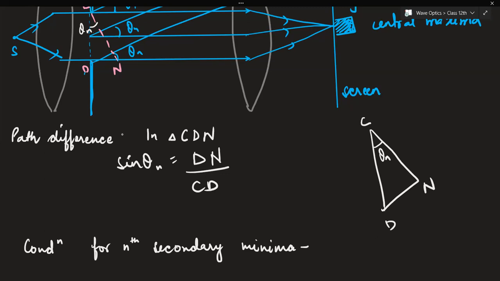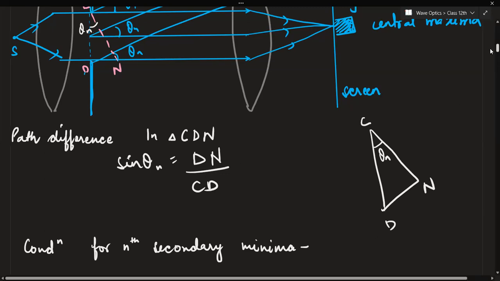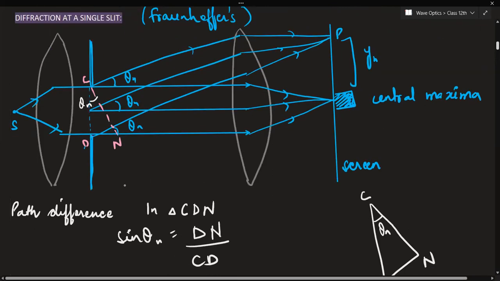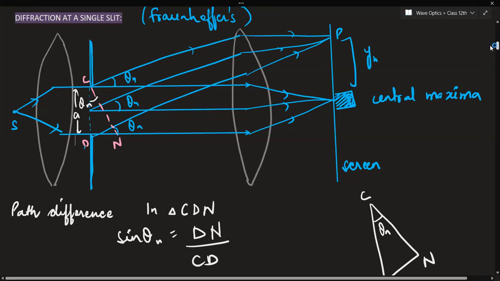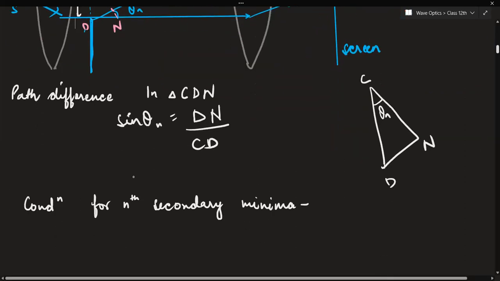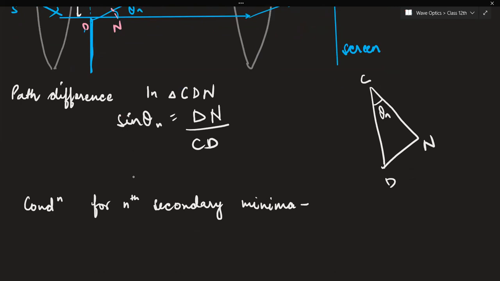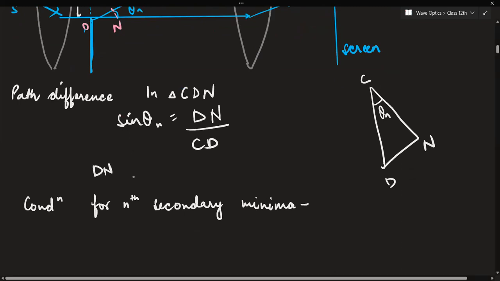So from here, one more thing. See class, this separation, I'm taking this as a, the width of the slit. So CD will become a. So I'll get the value of dn as a sin theta n. This is the value of CDn that I'll obtain.